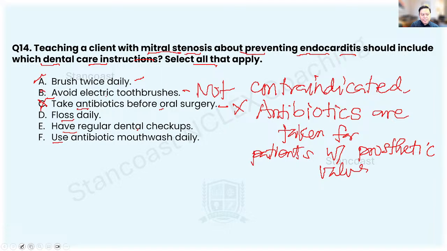We are gonna eliminate it. What about letter D? Floss daily. Yeah, we can promote the flossing daily. What about have regular dental checkups to maintain oral health? Of course, that is also correct. What about letter F? Use antibiotic mouthwash daily. It is not needed to be taken daily, all right? And there's no indication that the patient will get the benefit from an antibiotic-based mouthwash. So our answer is only limited to letters A, D, and E.